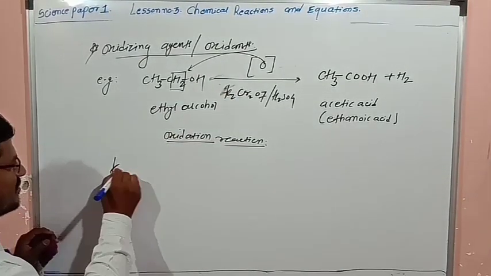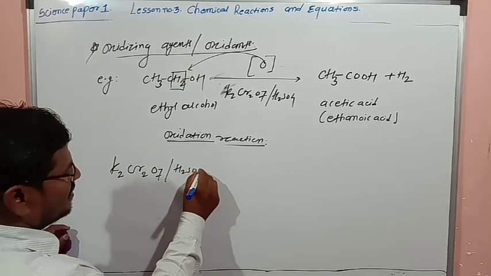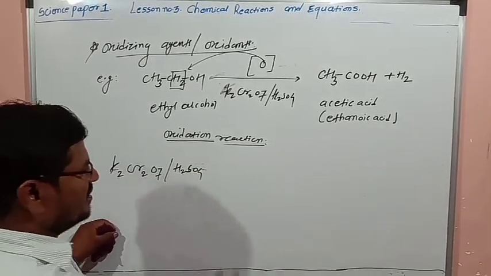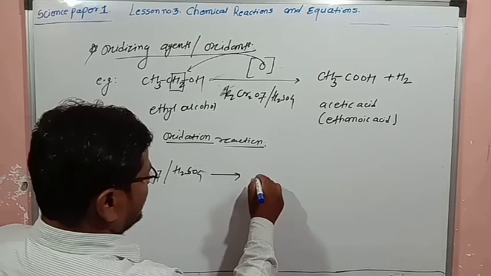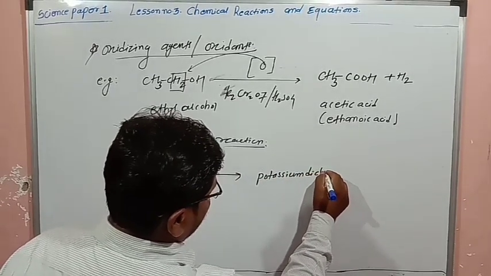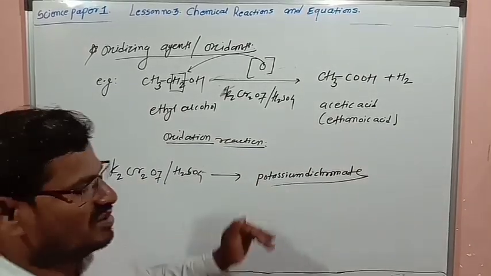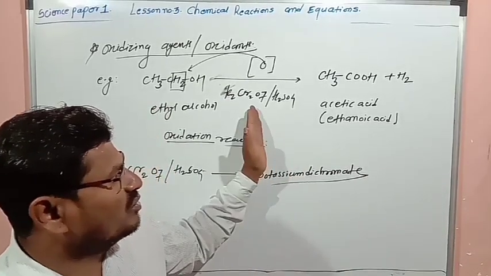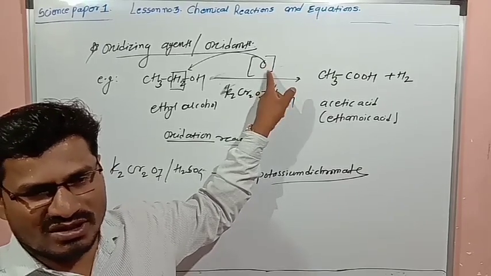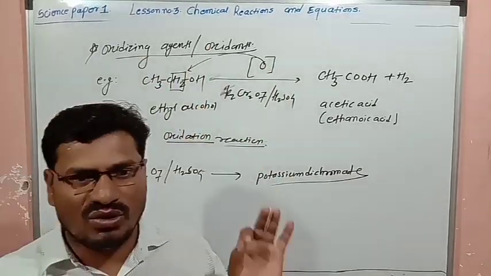But to carry out this reaction, K2Cr2O7 is acting as an oxidizing agent, because K2Cr2O7 in H2SO4, in acidic nature, is potassium dichromate. Potassium dichromate helps to carry out the oxidation of this reaction, and it is supplying nascent oxygen. So this K2Cr2O7 is called an oxidizing agent or oxidant.